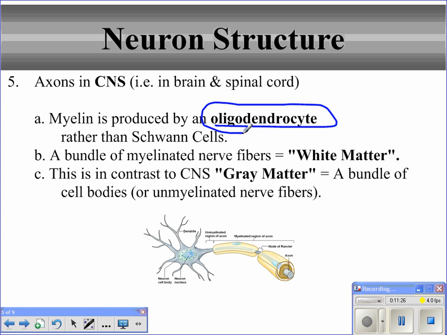Oligodendrocyte. And so this is the cell that's going to produce myelin, or this fatty substance, in the central nervous system and gives the whitish type appearance. And we'll see that a little bit more later when we start looking at the brain and spinal cord. But that's the white matter, this glossy myelin sheath produced by the oligodendrocyte in the central nervous system.